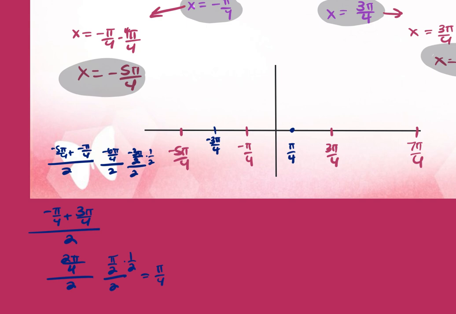I feel like the positives are a little bit easier. Split the difference between 3 and 7. Look at your numerators. What's halfway between 3 and 7? 5. And then you can do 5 pi over 4.